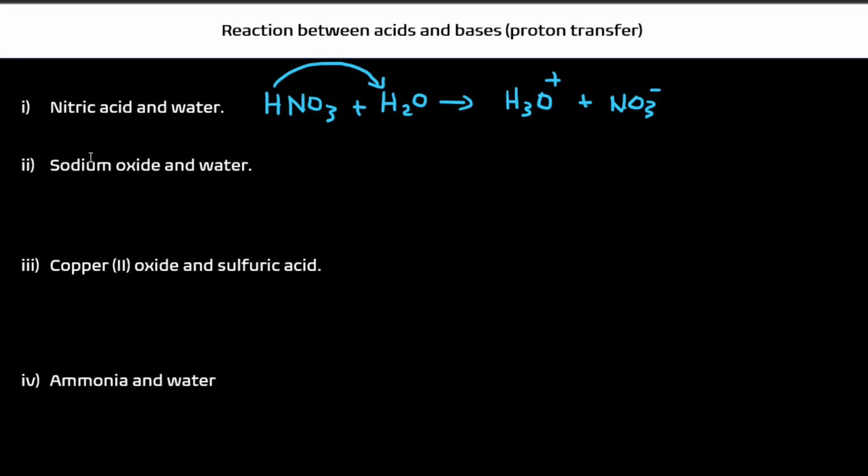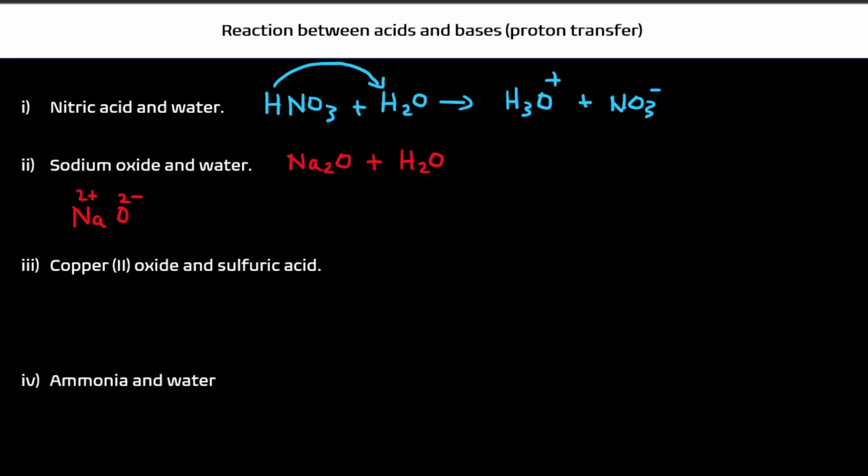Alright, let's try to write down another one. Now we have sodium oxide, which is Na2O, and when it reacts with water, what are we going to have? So Na is Na plus, and O is O2 minus.